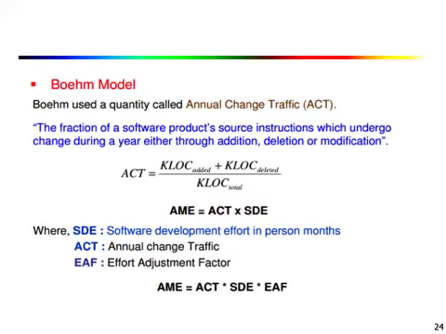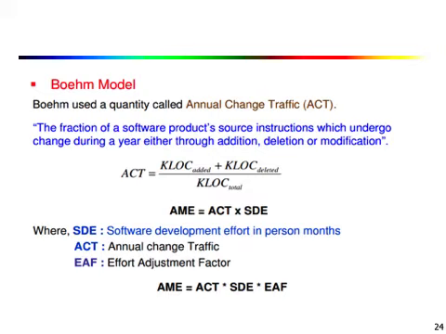In Boehm's model, they have a quantity called annual change traffic. Annual change traffic is the fraction of a software product's source instructions which undergo change during a year, either through addition, deletion, or modification. It means that ACT is the percentage of the source code that is modified in a year. Annually, how much of the source code is changed? That is ACT, or annual change traffic.